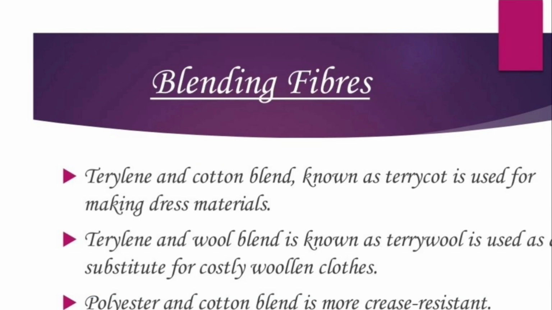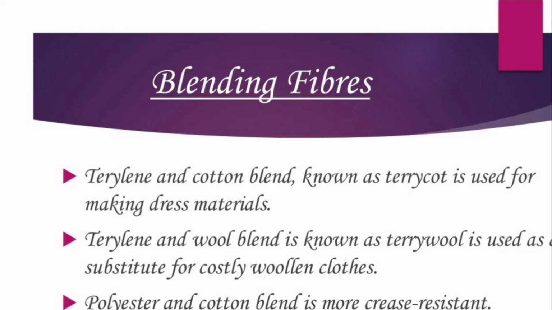Then the next one is blending fibers. Blending fibers means terylene and cotton blend, known as terrycot, is used for making dress materials. Terylene comes under the category of polyester, and when it is mixed with cotton, it is known as terrycot and is used for making dress materials.